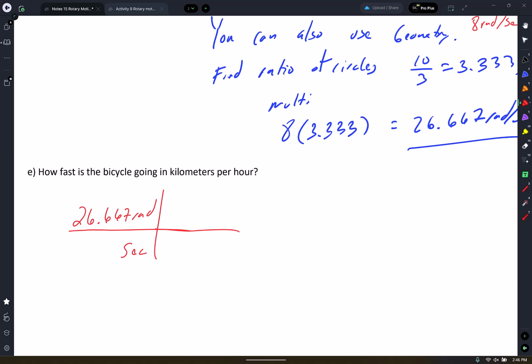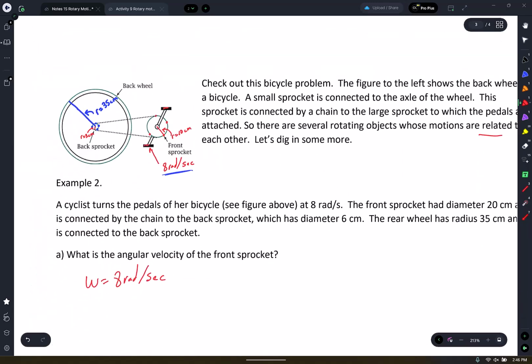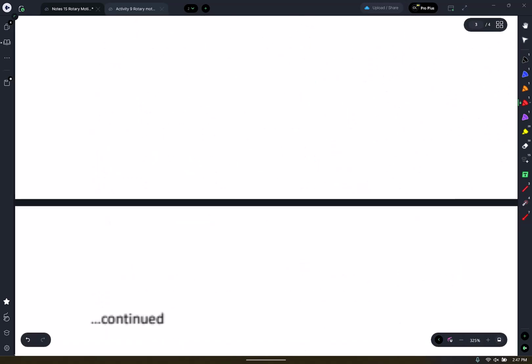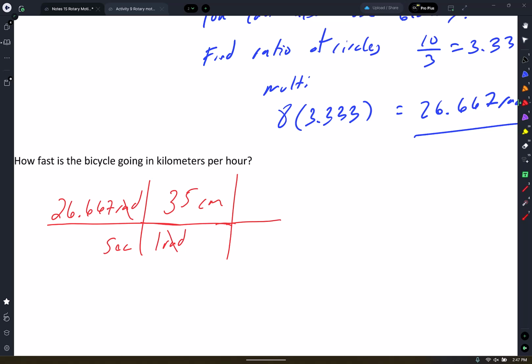And now we're doing the back wheel, guys. In 1 radian, how many centimeters are there for the back wheel? 35. So that's what you're going to put. In 1 radian, there's 35 centimeters. Okay, the radians cancel out. Right now I have centimeters per second. Is that what I want? No, I want kilometers an hour.